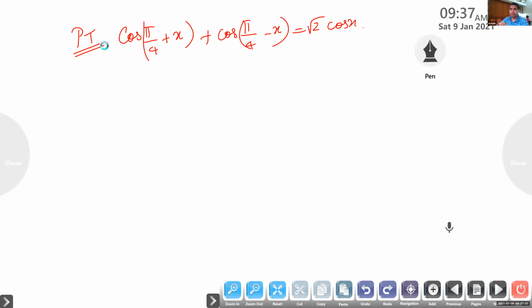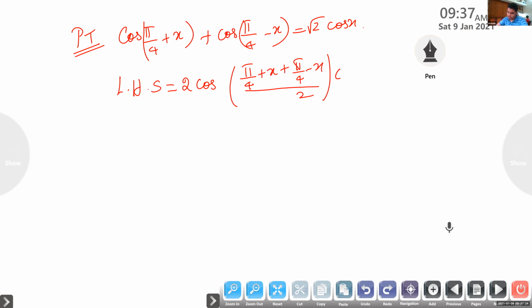So prove it. Start from LHS. Use the identity cos C plus cos D is 2 cos (C plus D) by 2 into cos (C minus D) by 2. Here that is cos of (pi by 4 plus x plus pi by 4 minus x) by 2 into cos of (pi by 4 plus x minus pi by 4 minus x) by 2. Minus of minus will come plus, so x by 2. Then simplify, you will get the answer.